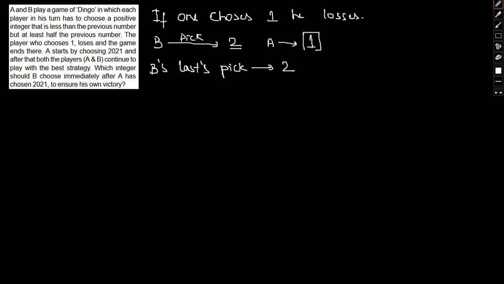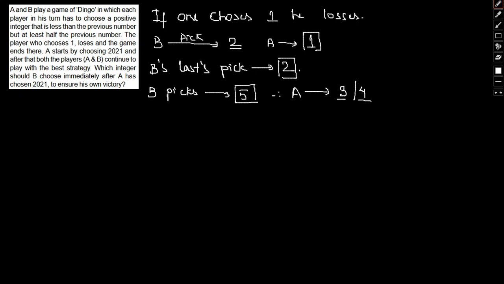Let me give you a scenario. Suppose B picks 5. Therefore A has to pick a number less than 5 but more than 2.5, so A is left with either 3 or 4. So A has to pick either 3 or 4. When A picks either 3 or 4, B can again pick 2. So after 2, B's next pick will have to be 5. 2 should be B's last pick and 5 should be B's second last pick.